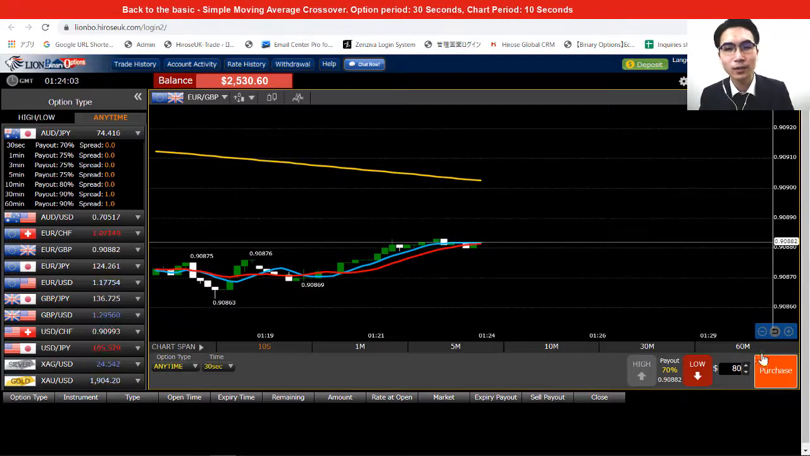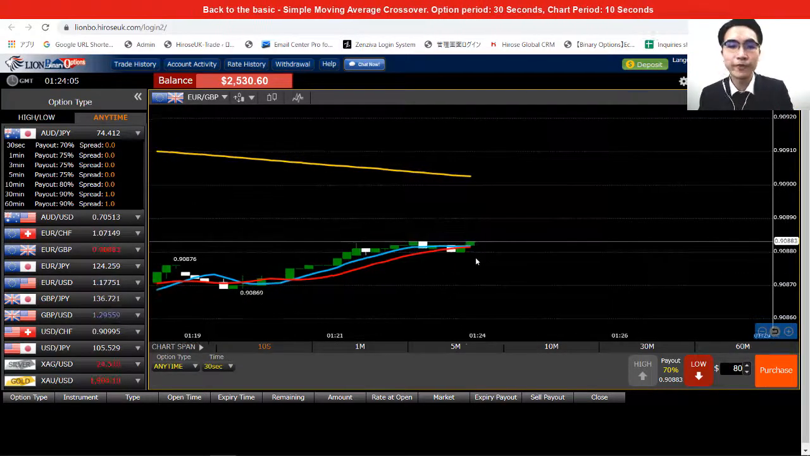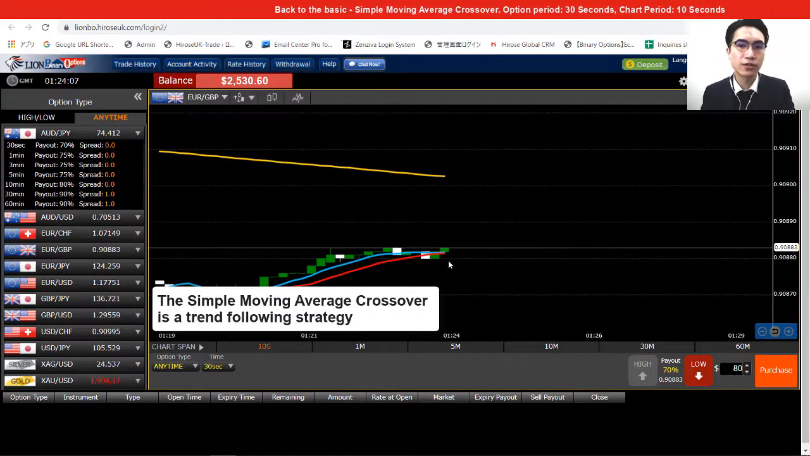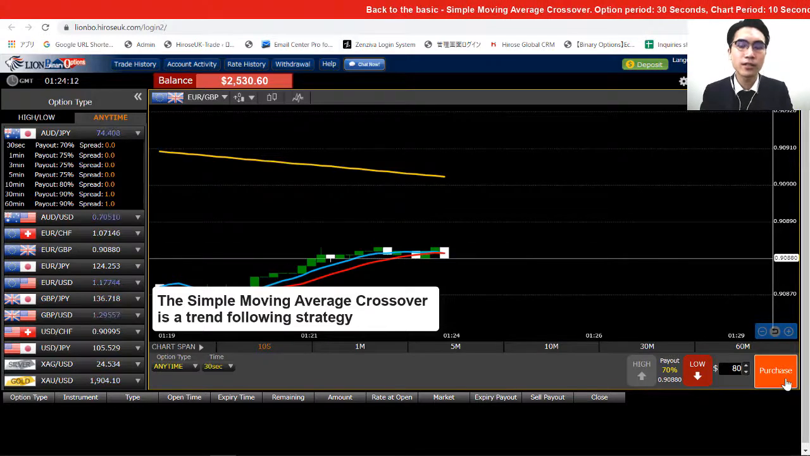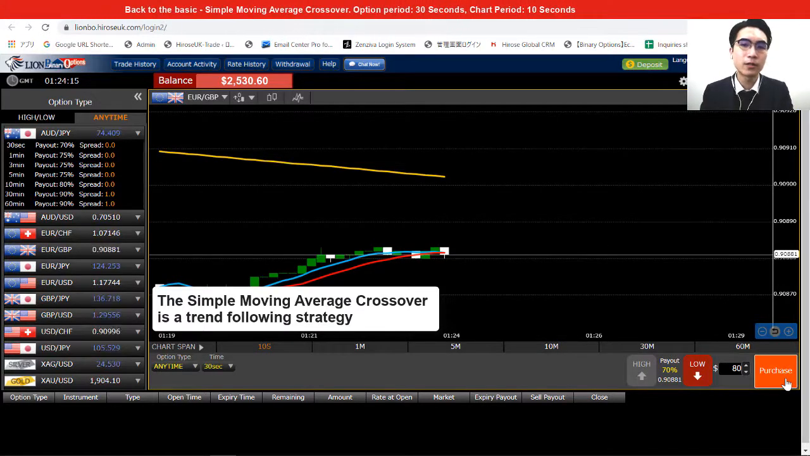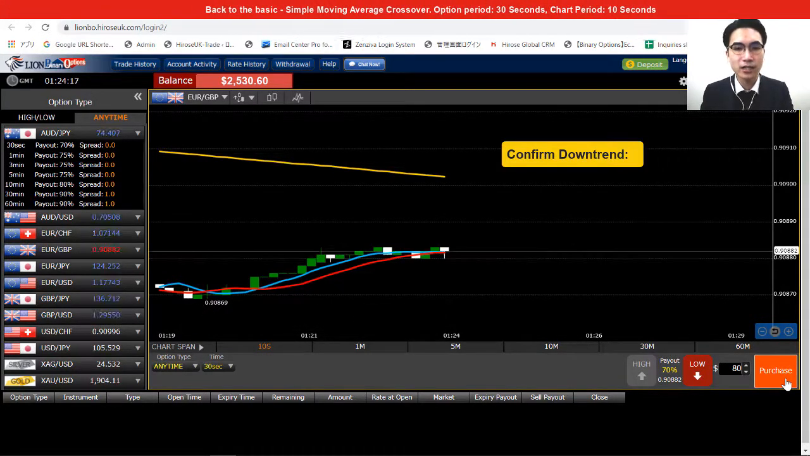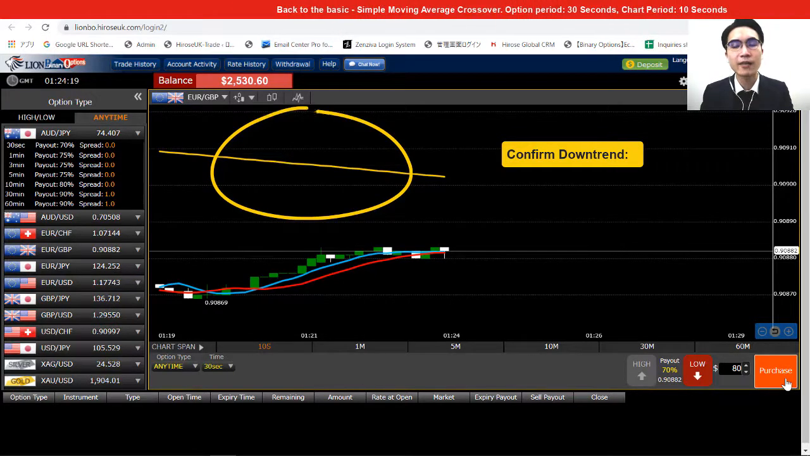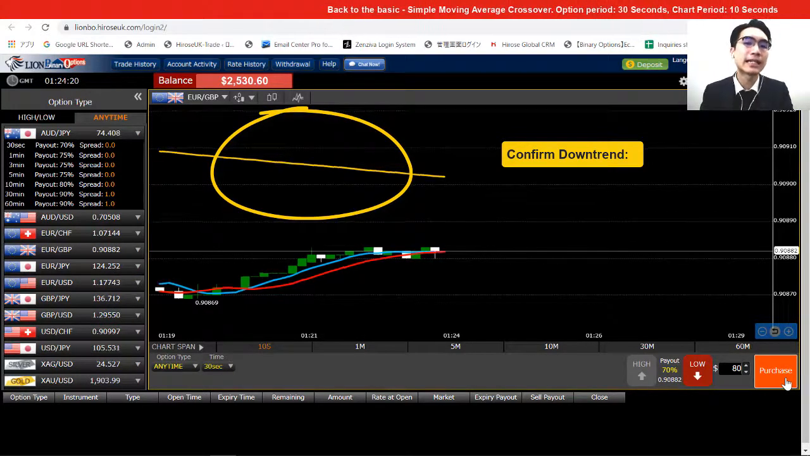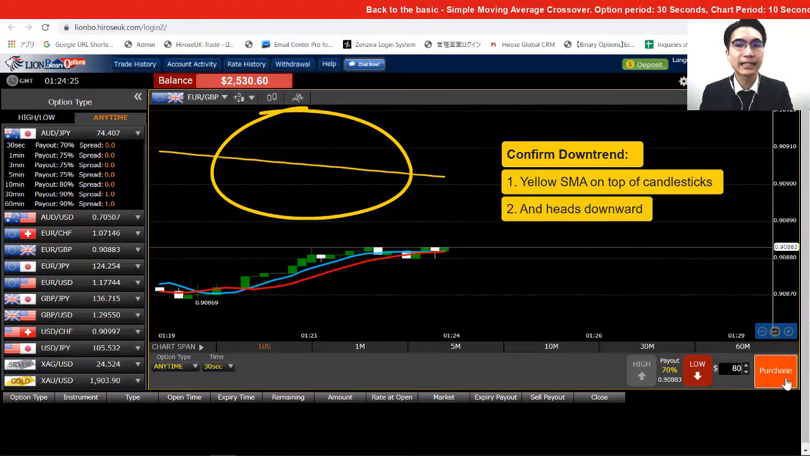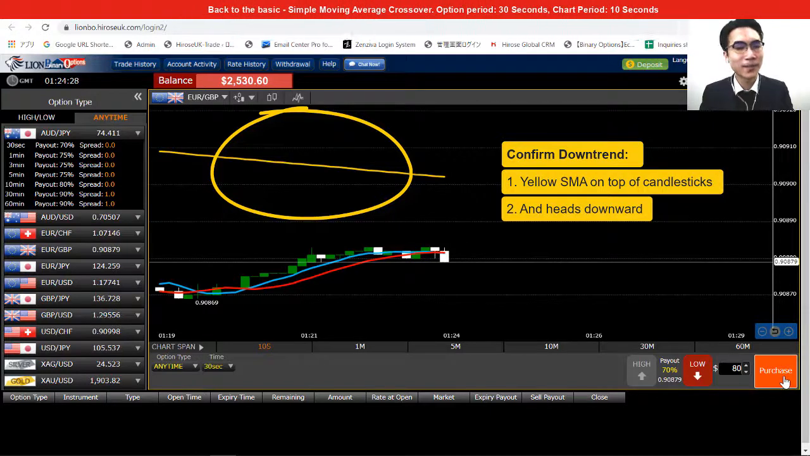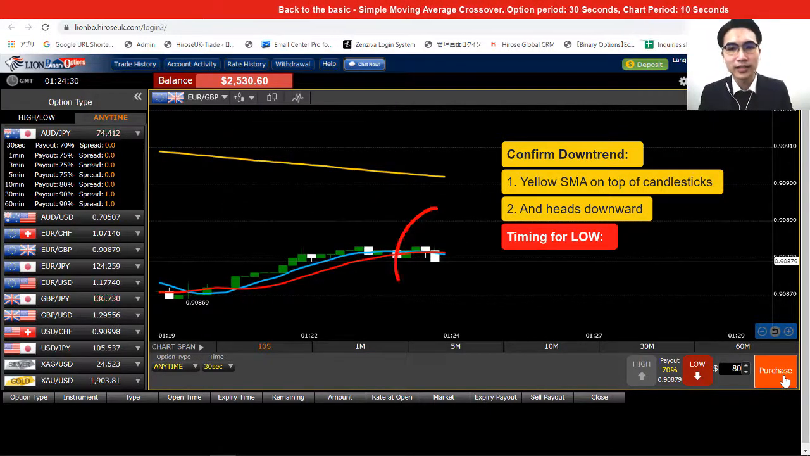This one is looking quite nice here. First, this strategy is a trend following strategy. Make sure you use this strategy in a trending market. So how do I confirm that? Just like other strategies, I will be using a yellow simple moving average. Now you see that it's developing on top of the candlestick and it's heading downwards. So now I confirm that the market is in a downtrend.